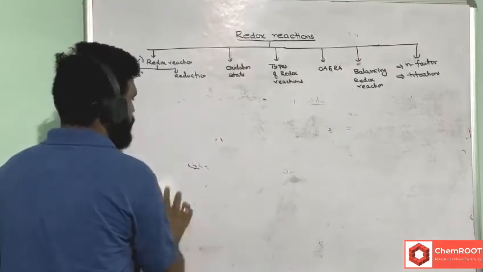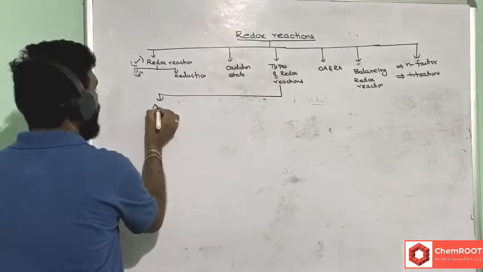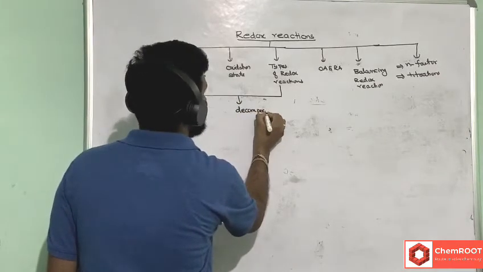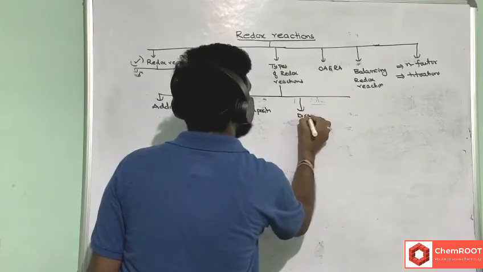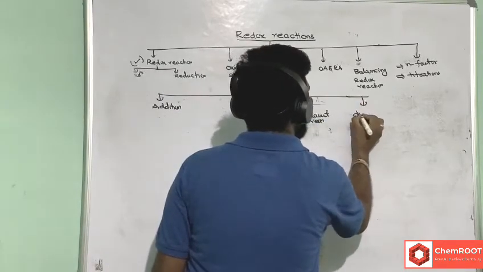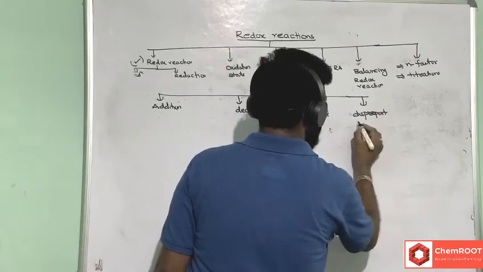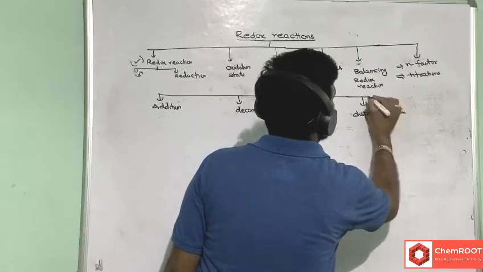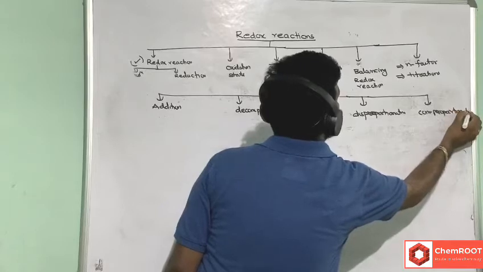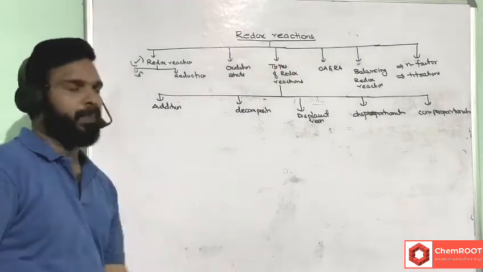Next concept is what? Types of redox reactions. In this case, you have addition reactions, you have decomposition reactions, and you have displacement reactions. And you have disproportionation reactions. And finally, comproportionation reactions will be there. Addition reactions, decomposition, displacement, disproportionation, comproportionation.